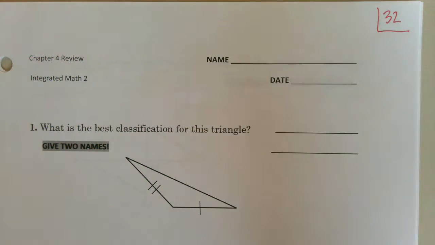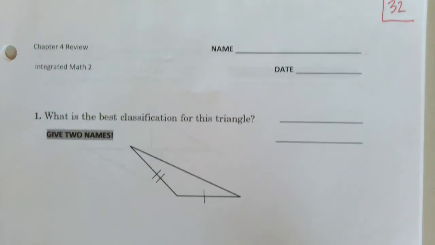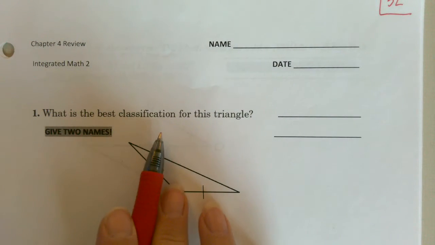We're looking at page 32 of our pack. It's the last 2 pages. It's a chapter 4 review. It says, what is the best classification for this triangle?